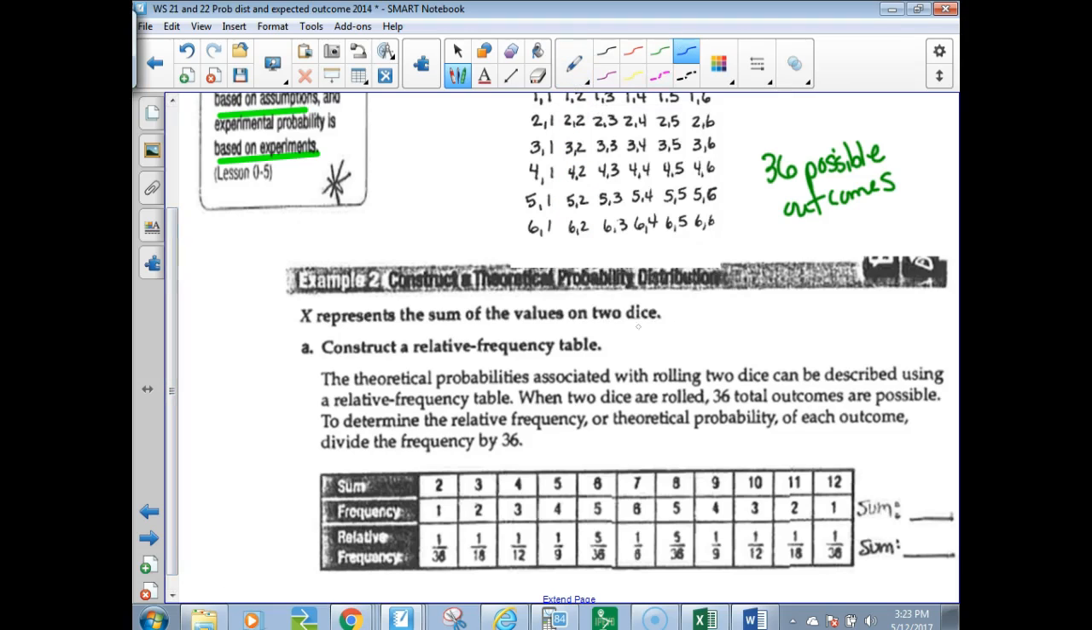Theoretical probability is based on assumptions and experimental is based on experiments. So if x represents the sum of the values of 2 dice, the sum would range from 1 + 1 to 6 + 6. That's why this table has 2 to 12. If you add up all these frequencies, that's 3, 6, 10, 15, 21, 26, 30, up to 36. Those add up to 36. What should the sum of the probabilities be? Remember, sum is that symbol. The sum of those should add up to 1, and it does.